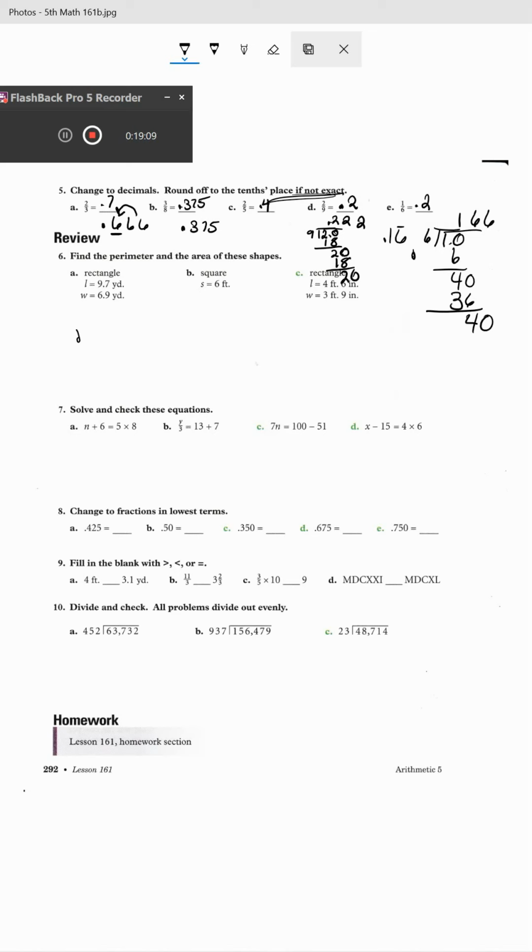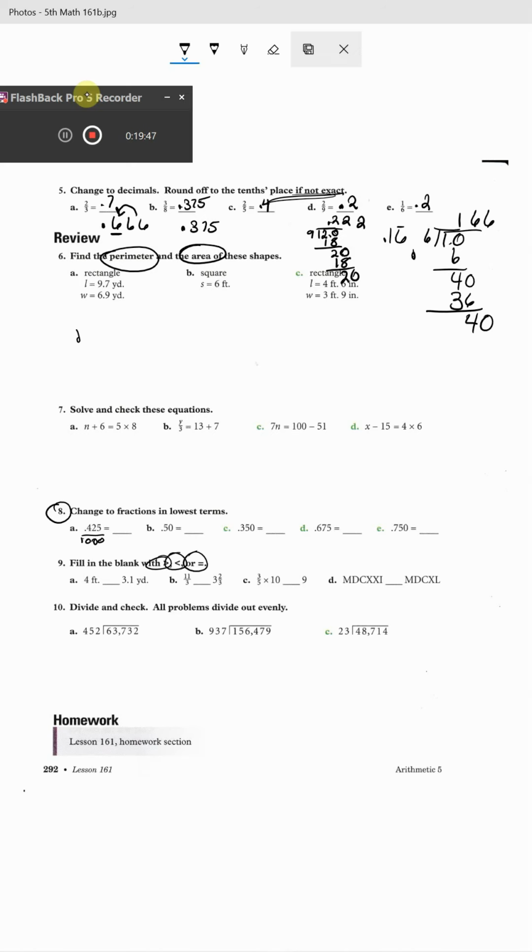All right, perimeters and area. Don't forget there's both here. Down here, all of those look pretty easy. Change fractions to lowest terms. So what you're going to do, first of all, put it over whatever place it was. 425 would be 425 thousandths. And then you're going to reduce that. All right. How do we know?